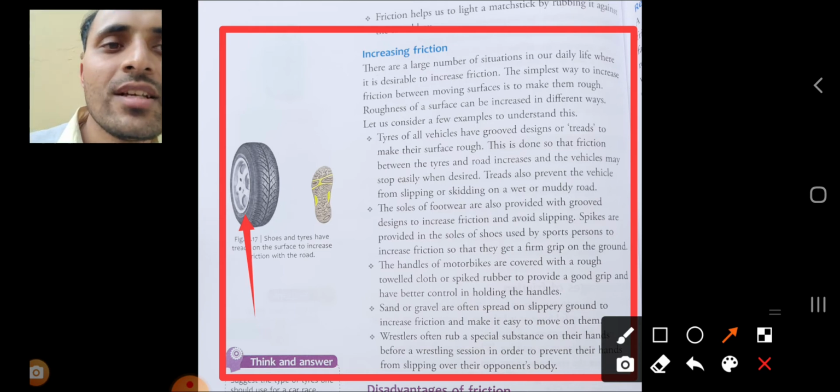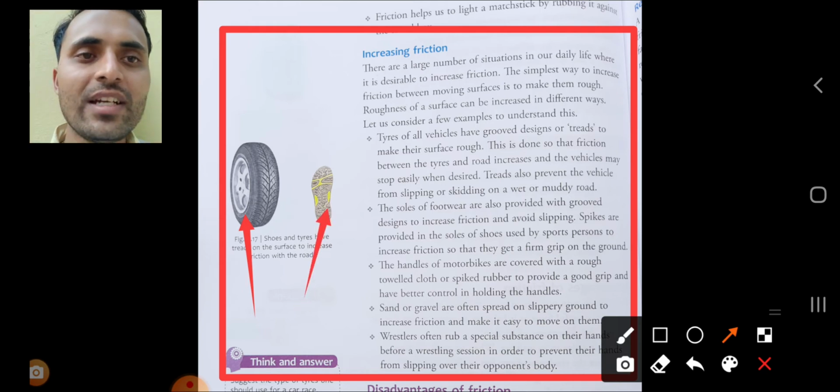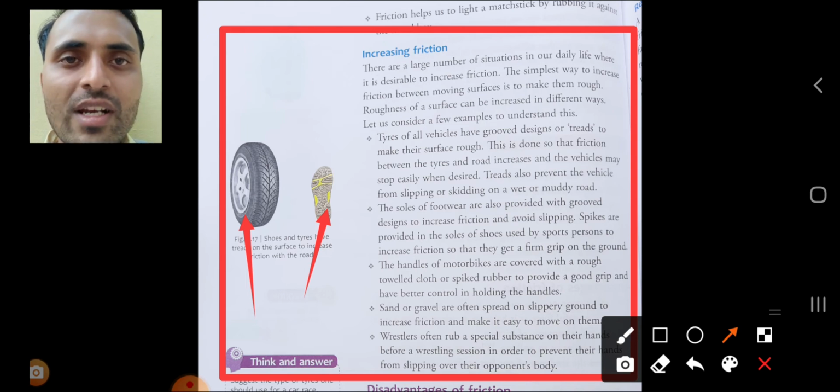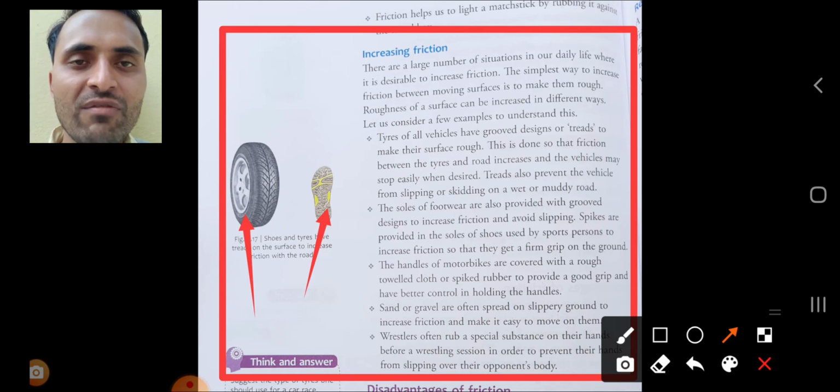Then there is another picture. By providing a design below the footwear or shoes, it will increase the force of friction between the footwear and the ground surface when we are walking on the road. And when there is road work, sand particles and stone particles are spread on the new road in order to increase the friction. So there is no chance of slipping or skidding.